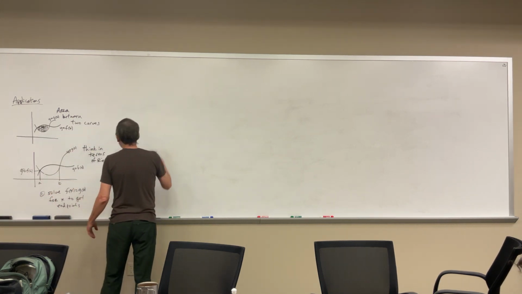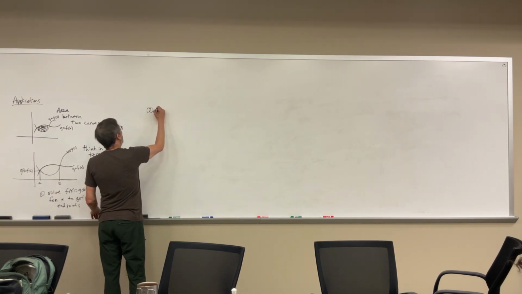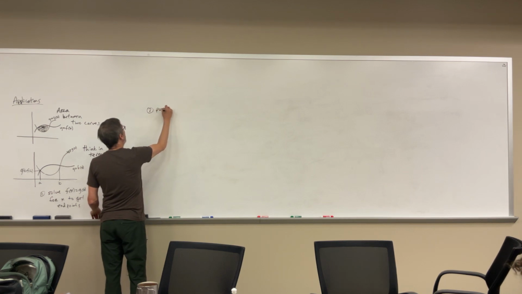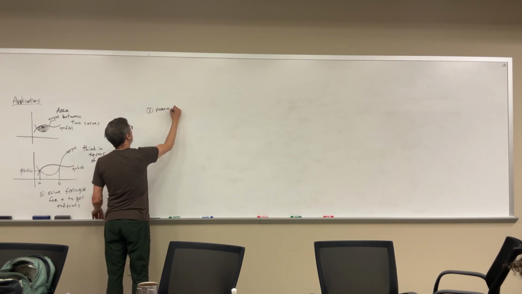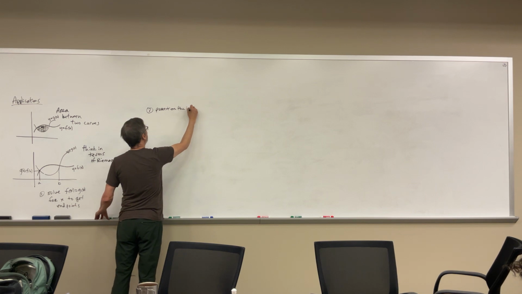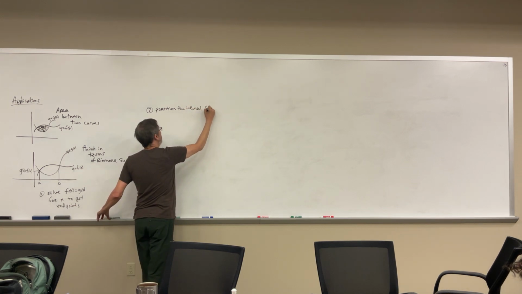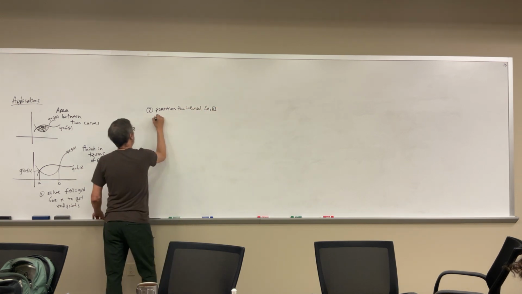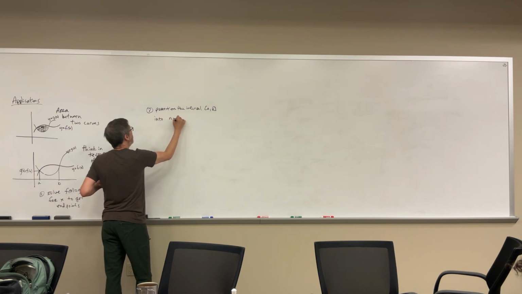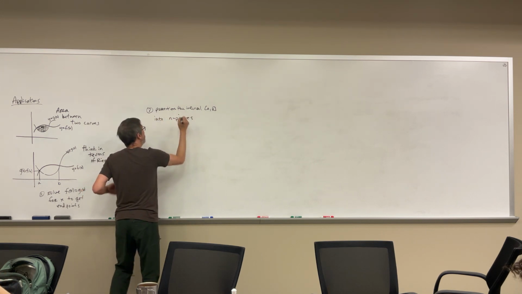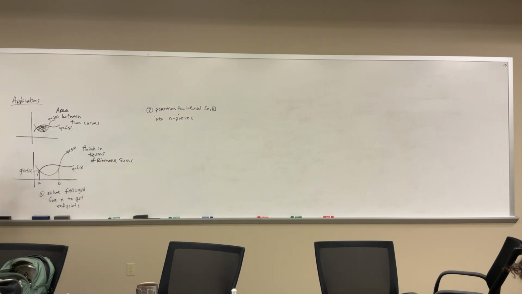Step one, do that. Step two, partition the interval a to b into n pieces. We're heading toward an integral. So what do I mean by that? I mean cut it up into n, not necessarily equal, pieces.